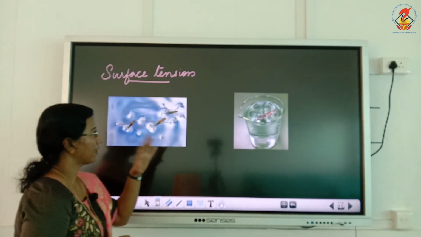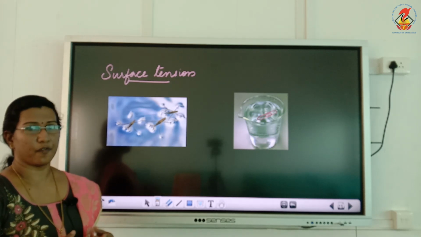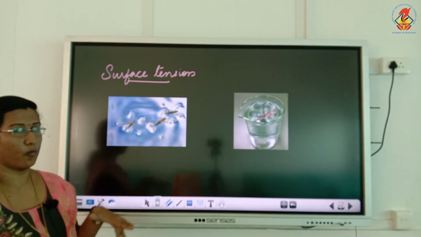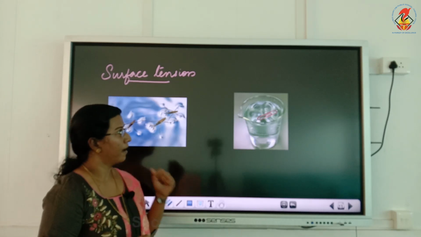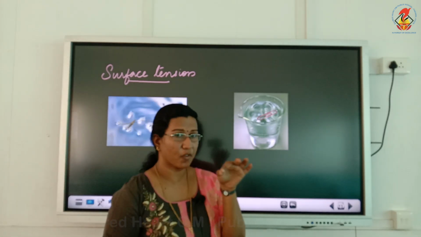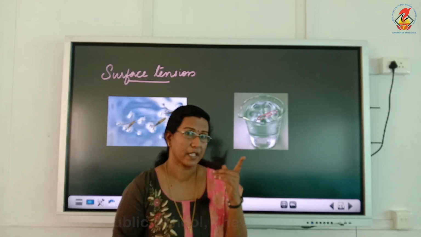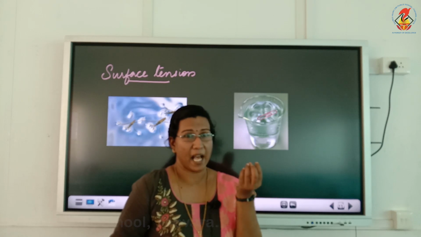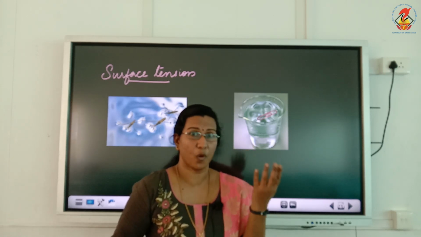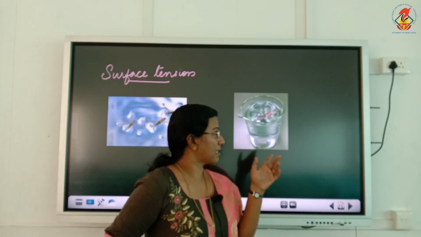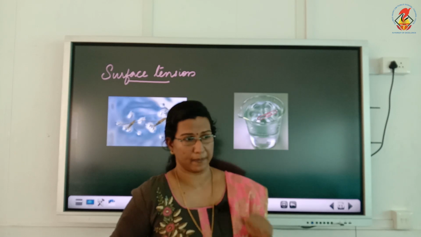Now let us see our topic, surface tension. I hope you must have seen these two pictures sometime in real life: a water bug moving over the surface of water, or a pin floating on the surface of a liquid. Surface tension, from the name itself, is the effect that happens at the surface. Till now we were studying fluids that are flowing, but this is the case of fluids at rest, the effect which happens at the surface of the liquid.